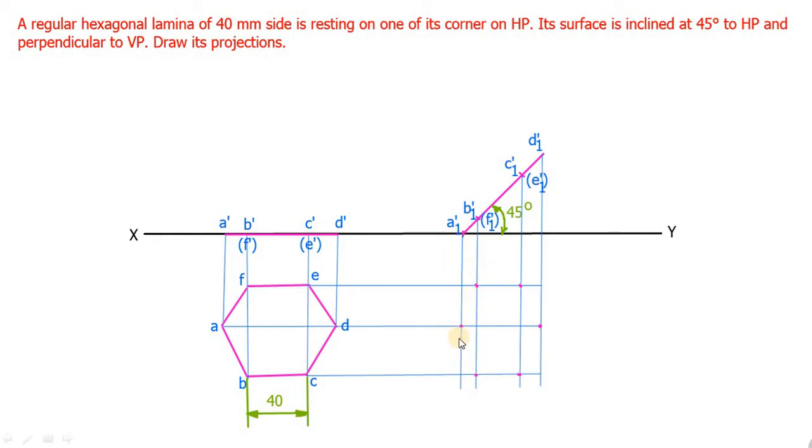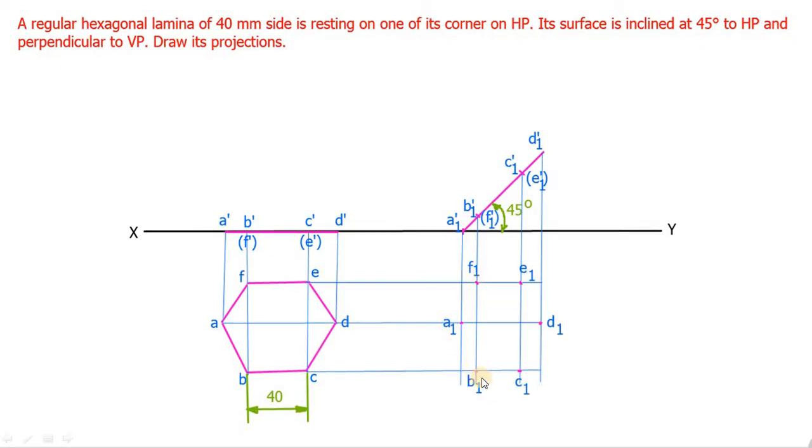You can name the points. If A1 dash and A meet, this point will be called A1. Similarly B1 dash and B meet at a point, this can be called B1. Likewise you can name all the points up to F1. Now take HB pencil, join these points to form the top view. Clear?